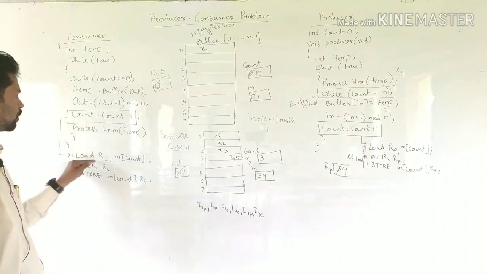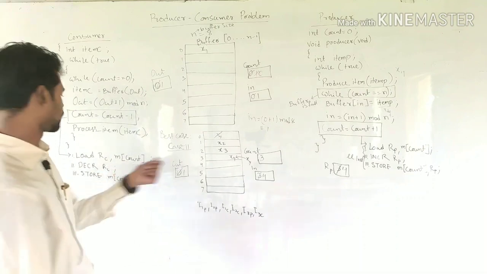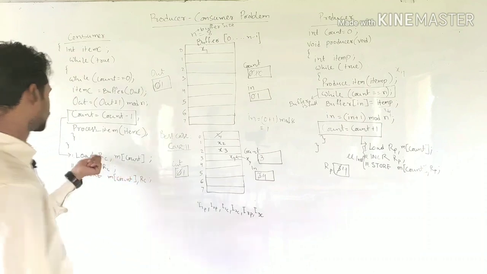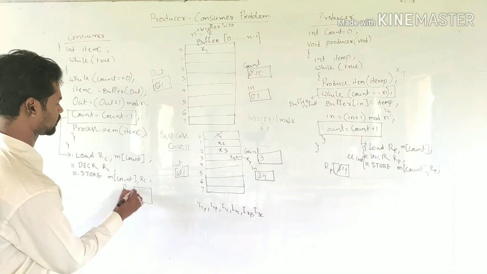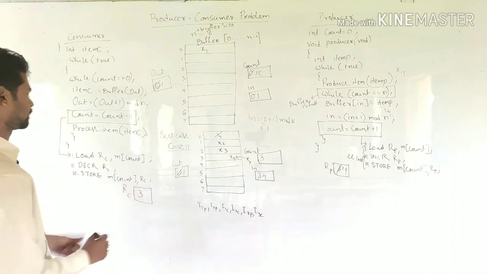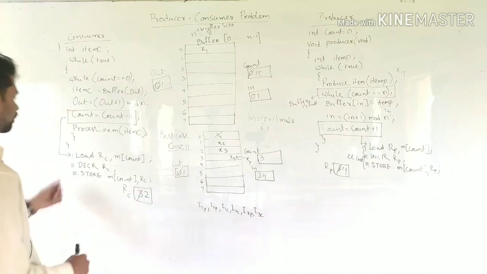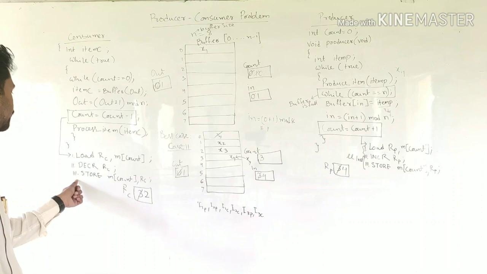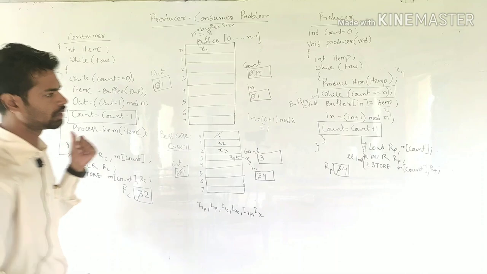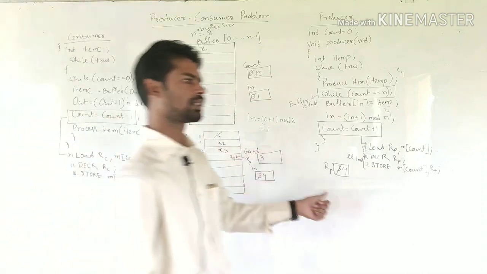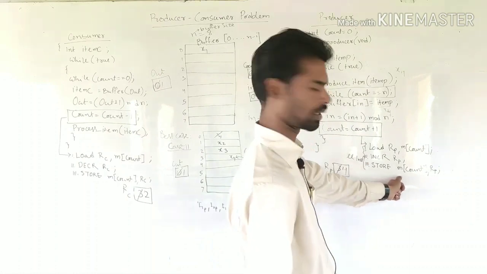So again load RC m count, execute count. What is the value of count? That is 3. 3 will be loaded to RC. Decrement RC. So RC value is decremented, that is 2. Now before executing instruction 3, it is again preempted. After preemption, it will return from where it was preempted. So next the third instruction will be executed.